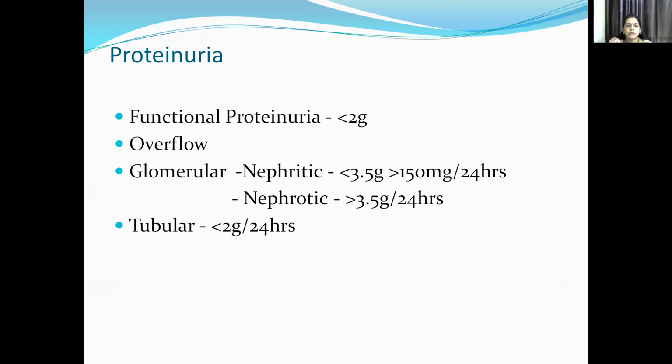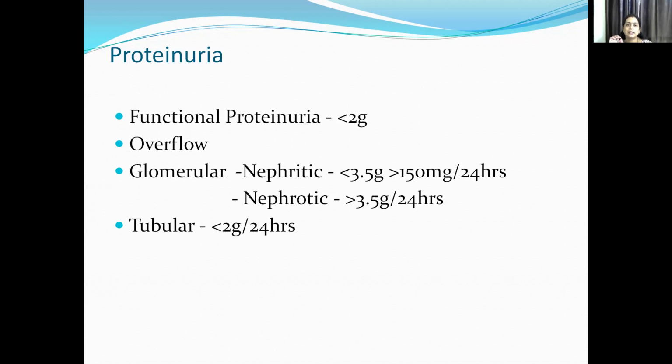Now coming to proteinuria. Proteinuria, I told you, more than 150 milligrams is the baseline, which is termed proteinuria. That's very, very slight. There is something called microalbuminuria if it is more than 300 mg. And then functional proteinuria, this is usually less than 2 grams per 24 hours. Functional proteinuria is usually seen in fever. There is no proper renal pathology, but there is some passive filtration of the protein. So this is called functional proteinuria.